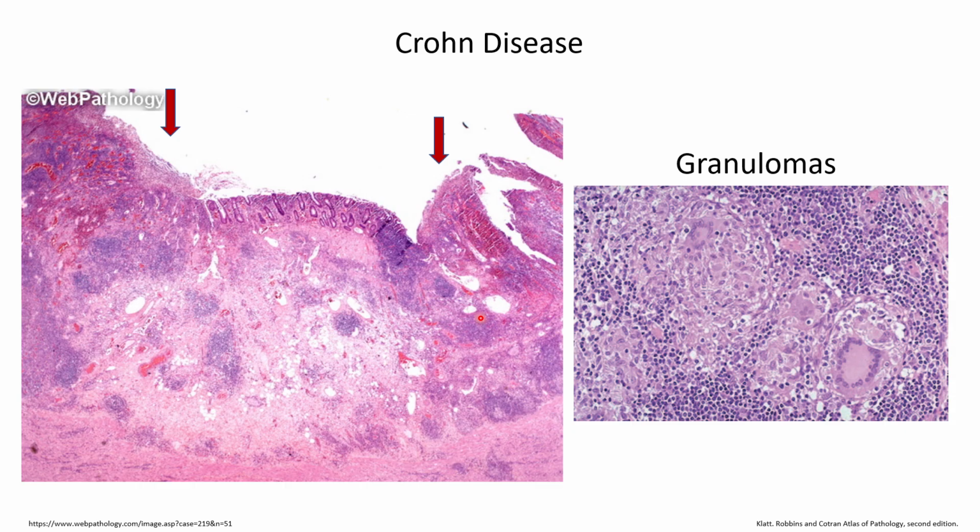Another finding seen in Crohn's disease, but not always, but if you see it, it's very helpful, is granuloma. A granuloma is a collection of epithelioid histiocytes. Here is a granuloma, here is another one, here is another one. And also you can see in addition within the granulomas multinucleated giant cells. This is a multinucleated giant cell. Here we have another one. So a granuloma is a helpful feature seen in Crohn's disease.